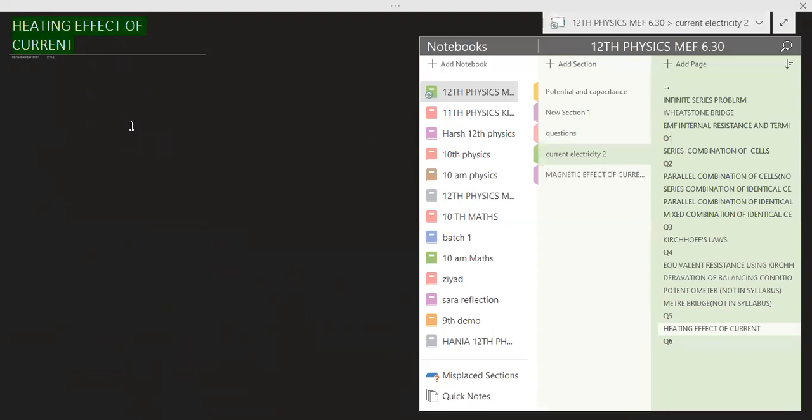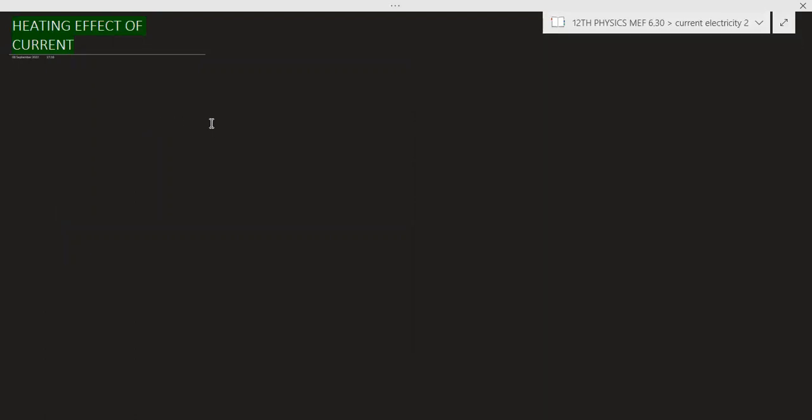Now, next topic is heating effect of current. This topic is very, very easy topic and you already know it. What is the heating effect of current? Heating effect of current means whenever the current passes through a resistance, heat will be produced. This is the heating effect of current.